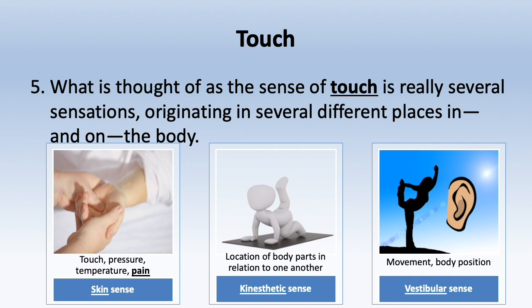Then there's the kinesthetic senses. This is the location of one of your body parts in relationship to another. So you can feel yourself moving. You can feel your legs moving or your arms moving. And then there's the vestibular senses, and this involves your sense of balance. This enables you to position your body and move it accurately.